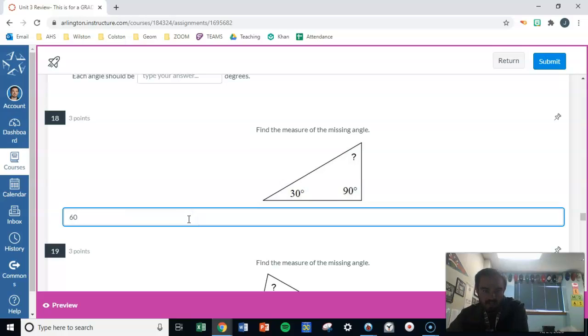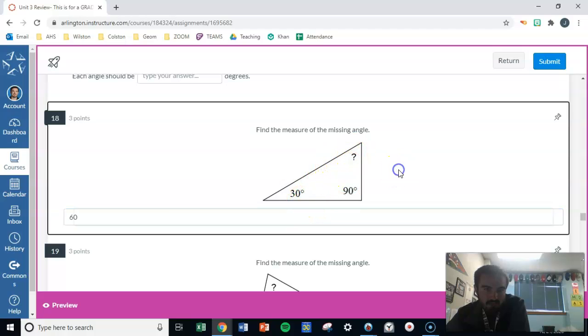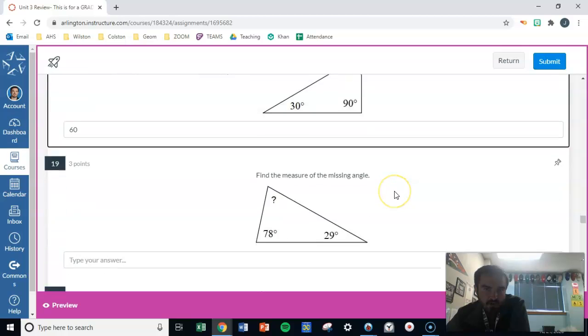So I'd have 60 degrees. Now how could I check my work here? Well, 30 plus 60 plus 90, is that 180? It is. 30 plus 60 is 90. 90 plus 90 is 180. Okay, you can always check your work.